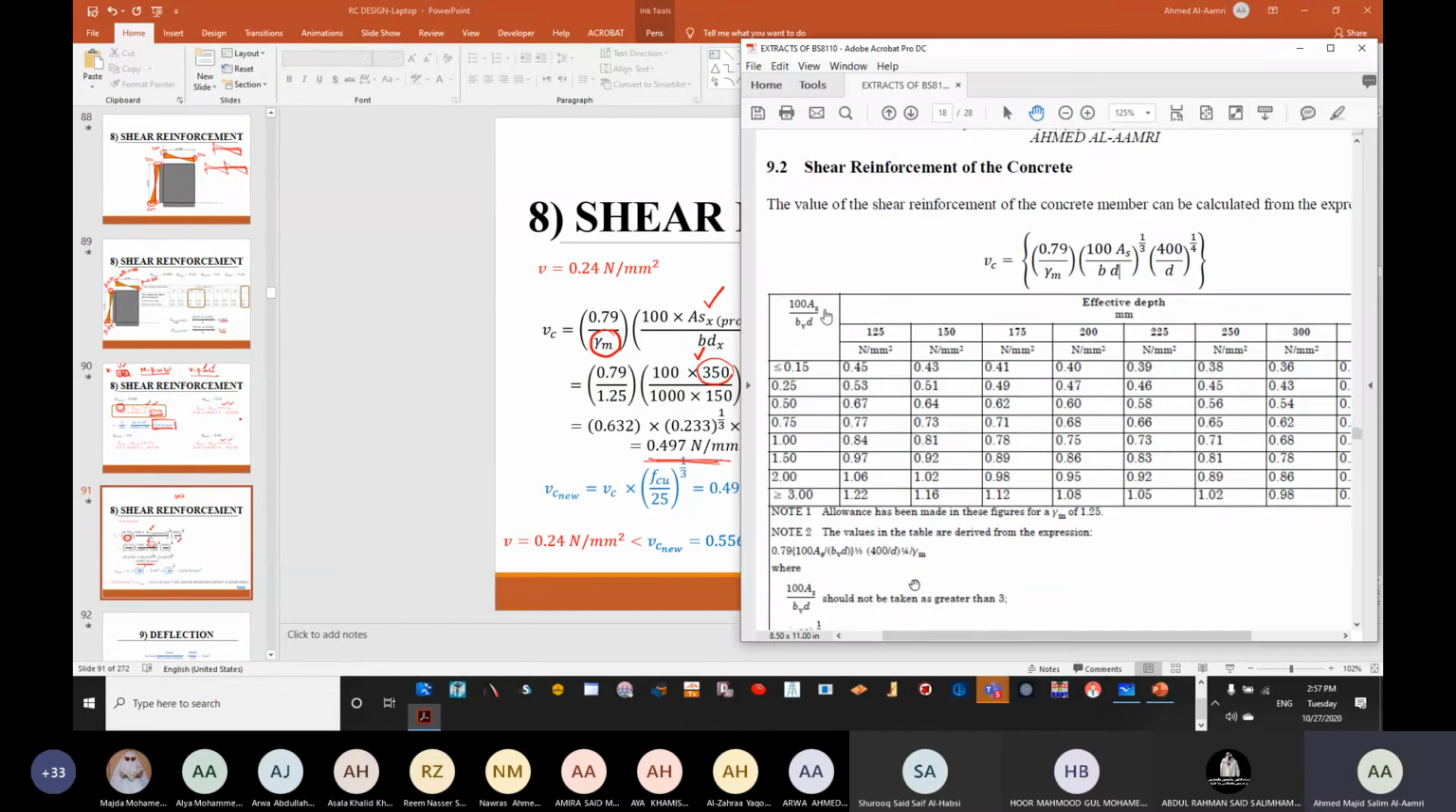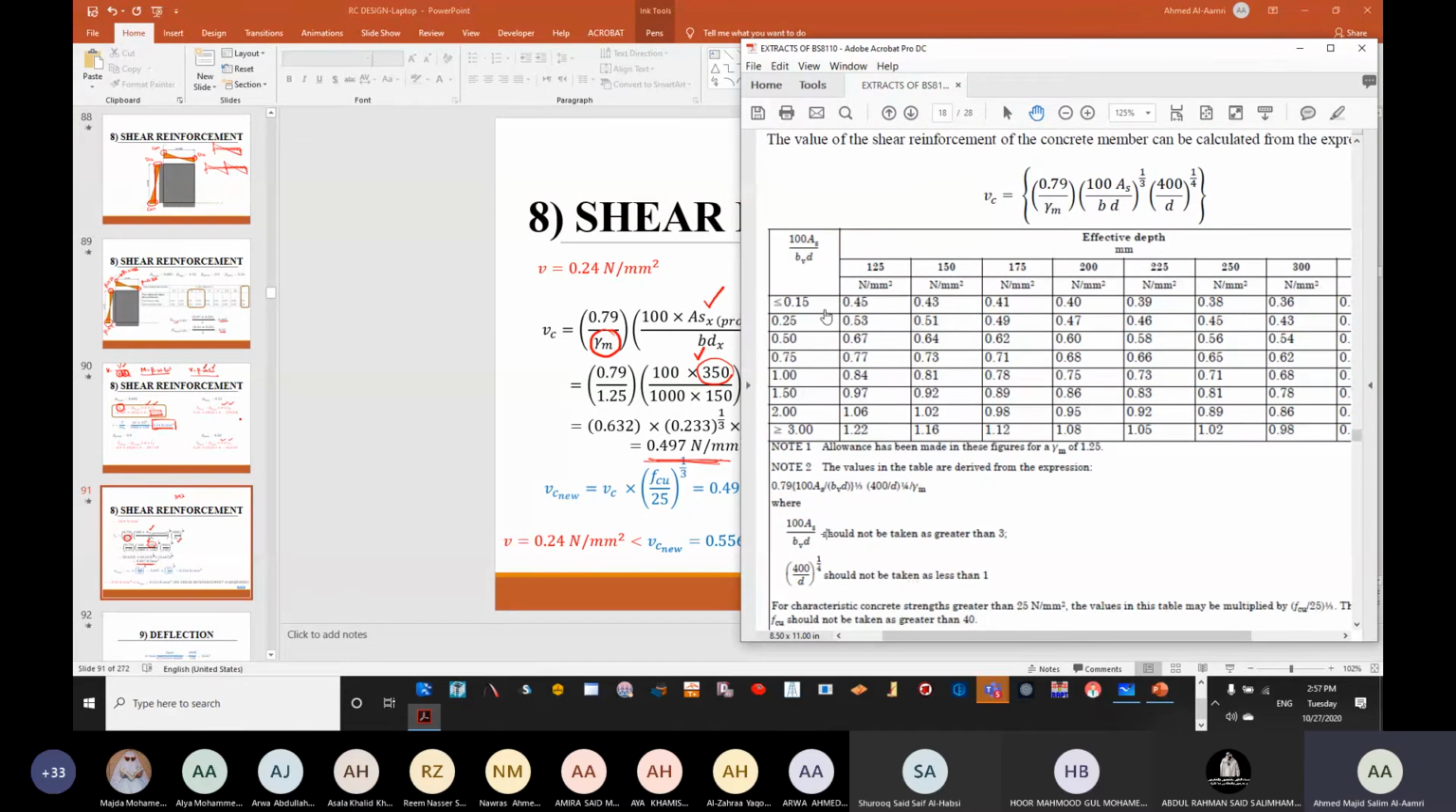Now the code is saying for us, first, 100 As over BD should not be taken as greater than 3. No need for your level of studying, no need to mention, but it's good to practice it from now. So 100 As divided by BD should not be taken as greater than 3, and 400 over D should not be taken as lesser than 1.